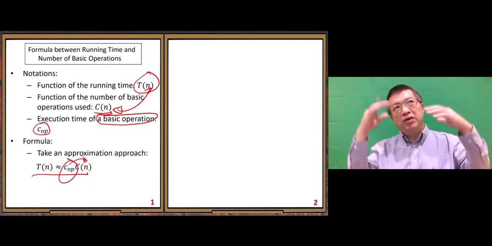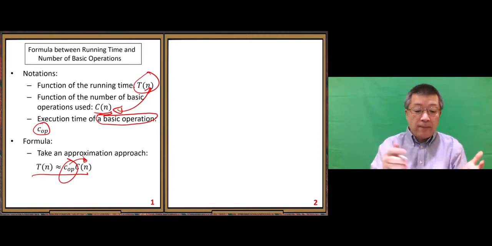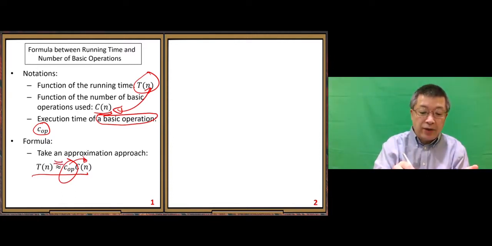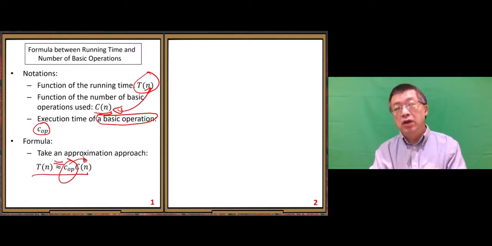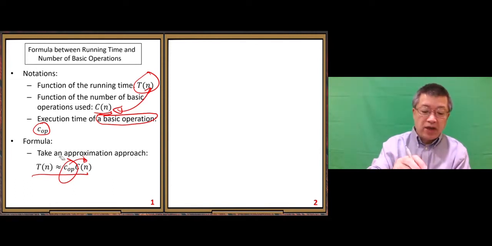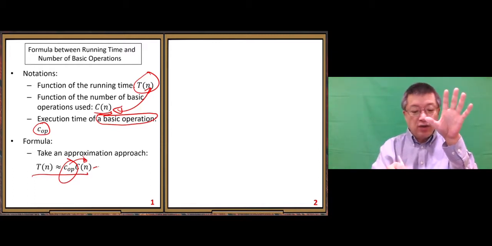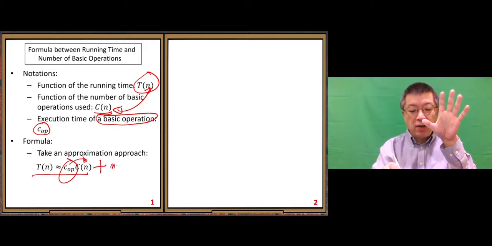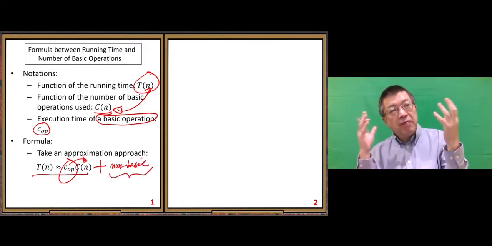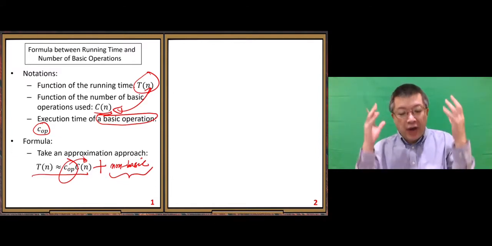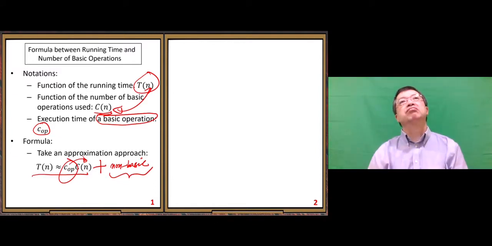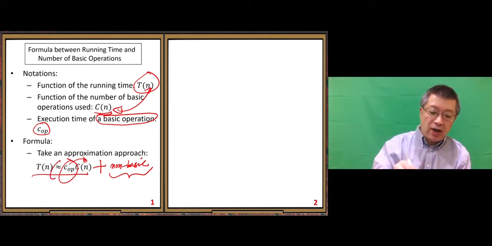Thus, approximate. Why? Think about why this is not exactly equal. It's approximate because here we only consider basic operations. Do we need to consider non-basic operations? Right? There is a certain amount of time used for non-basic operations. So we didn't count it, and that's why it is an approximation.